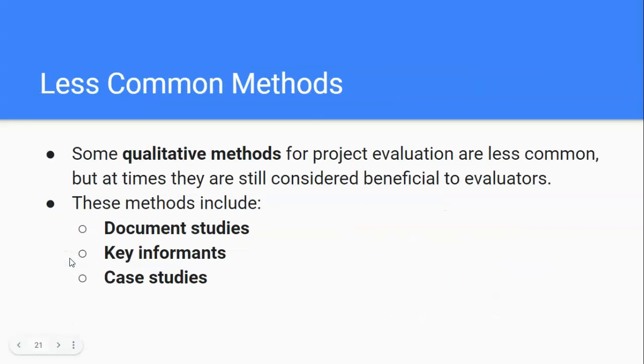Some qualitative methods for project evaluation are less common, but at times they are still considered beneficial to evaluators. Document studies use existing records to provide insights into a group that cannot be observed in any other way. These documents are written or recorded information that was not prepared for the purpose of the evaluation, and they include both public records and personal documents.